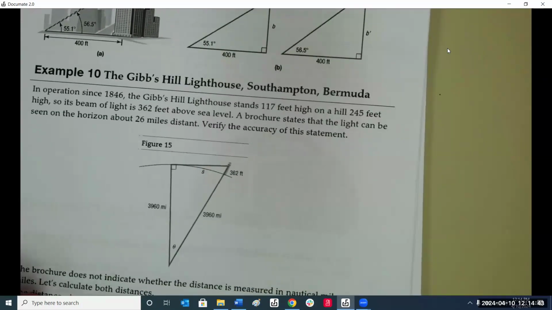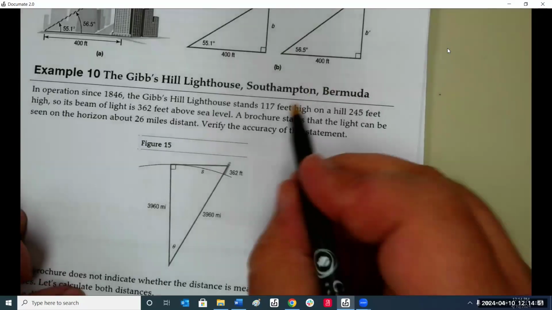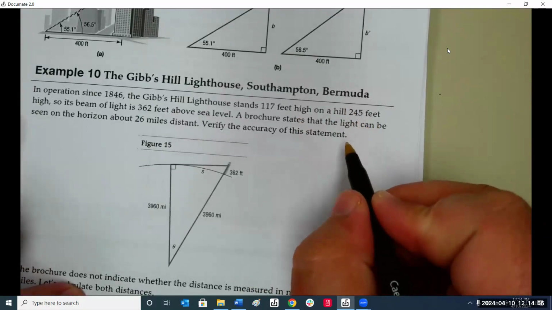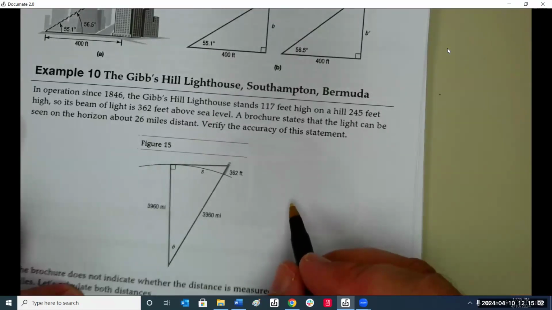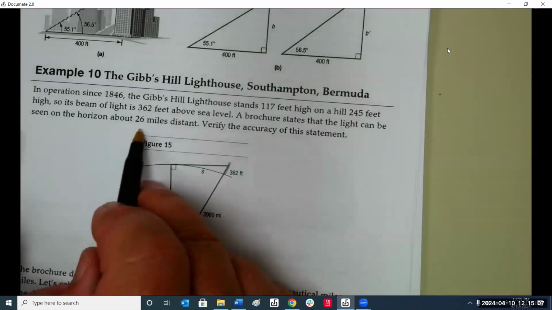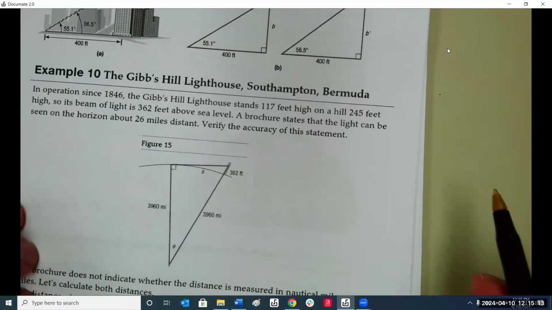All right, let's look at example 10. The Gibbs Hill Lighthouse, Southampton, Bermuda. In operation since 1846, the Gibbs Hill Lighthouse stands 117 feet high on a hill 245 feet high. So its beam of light is 362 feet above the sea level. A brochure states that the light can be seen on the horizon about 26 miles distance. Verify the accuracy of this statement.